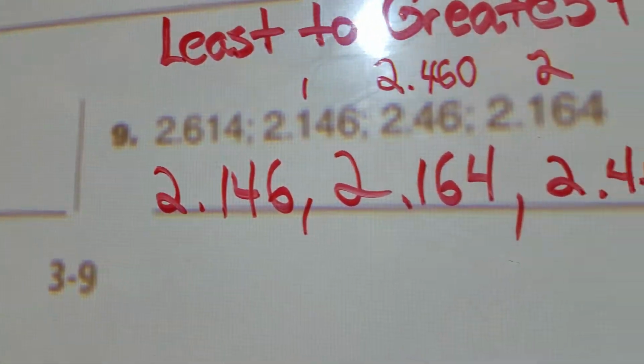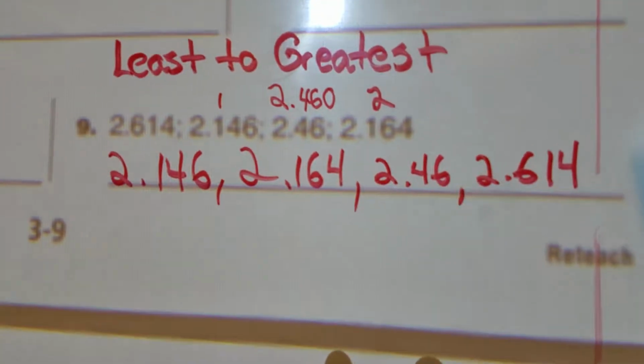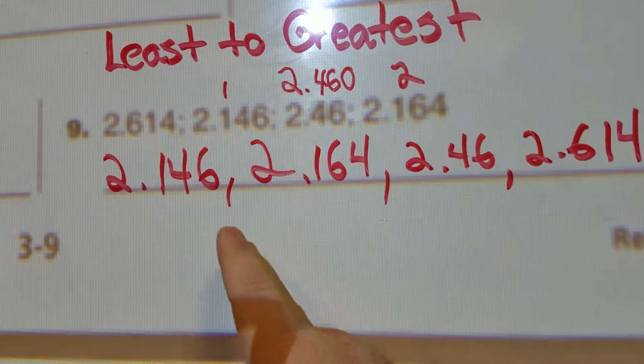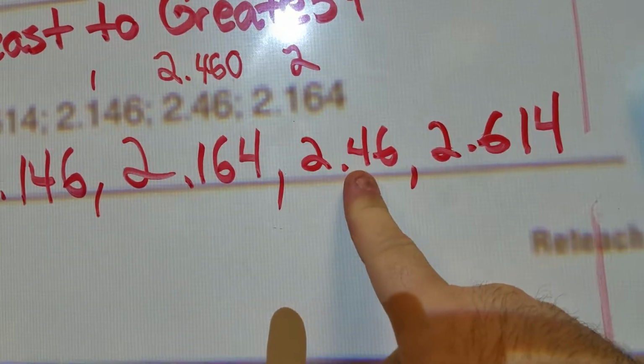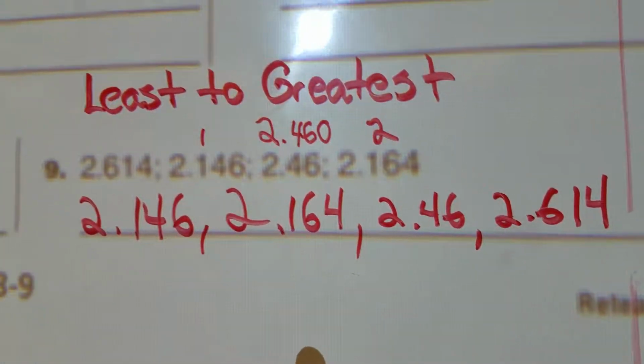Last but not least, I look at this number. That's what's left. So from least to greatest, I have 2.146, 2.164, 2.46, and 2.64. That's all there is to it.